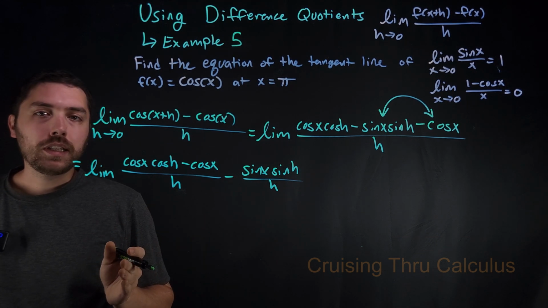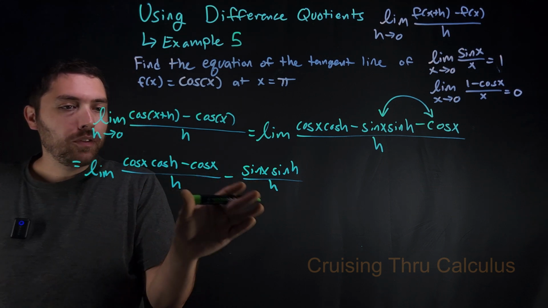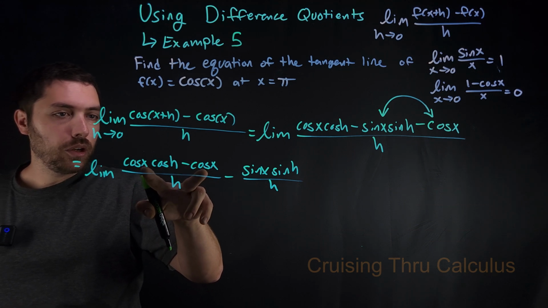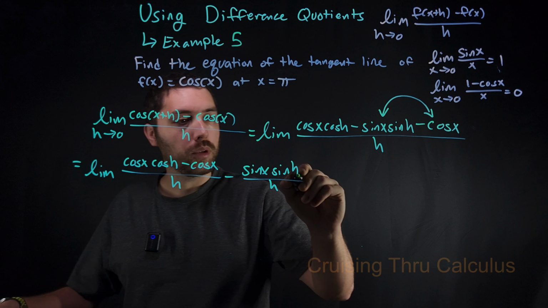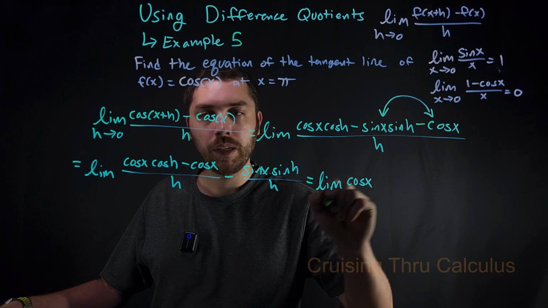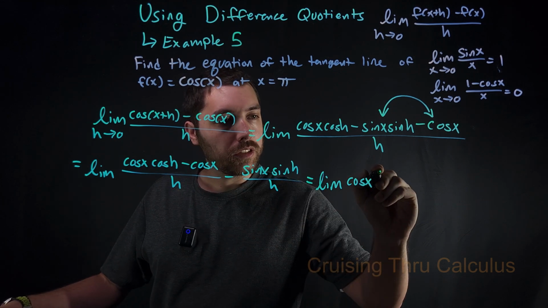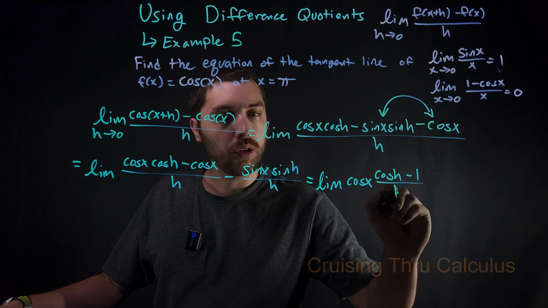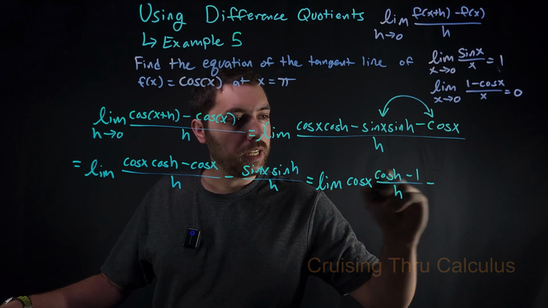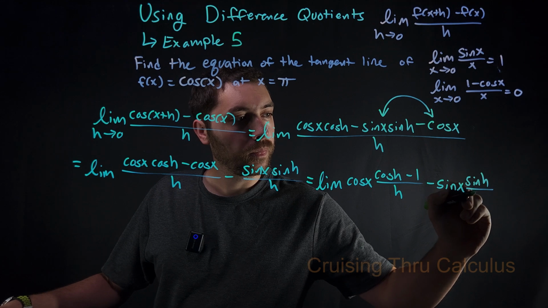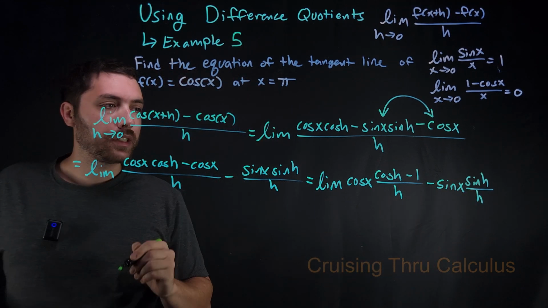All right, just like last time, I'm going to move things around even more. For example, on these first two pieces here, there's a cosine x and a cosine x. So I'm going to factor that out and move it to the front here. Let's see here. If I take a cosine x out, it's going to leave me with cosine h minus 1 over h. I'm going to take this sine x over here and just move it to the front like this. Here we go. This is perfect.